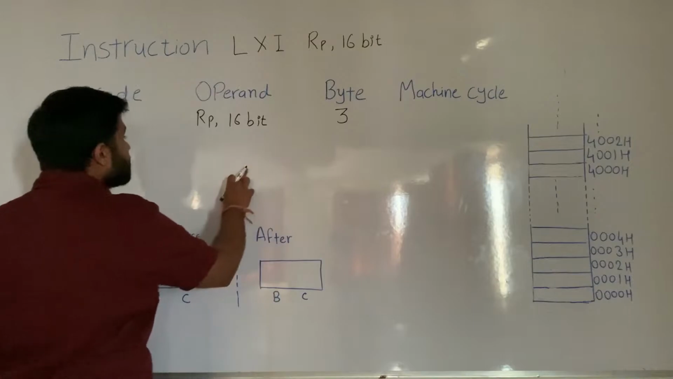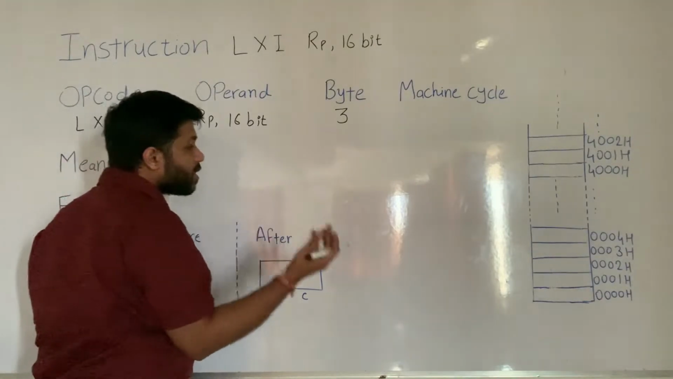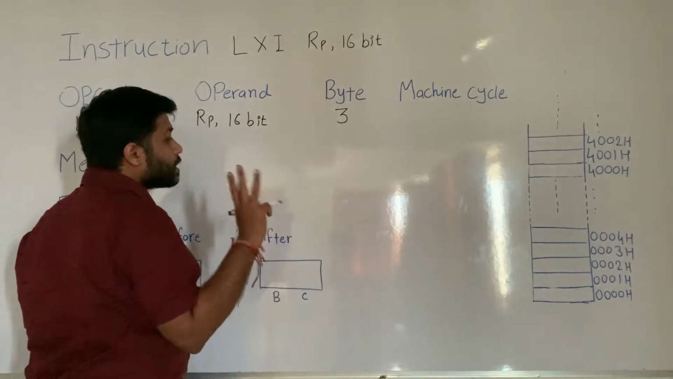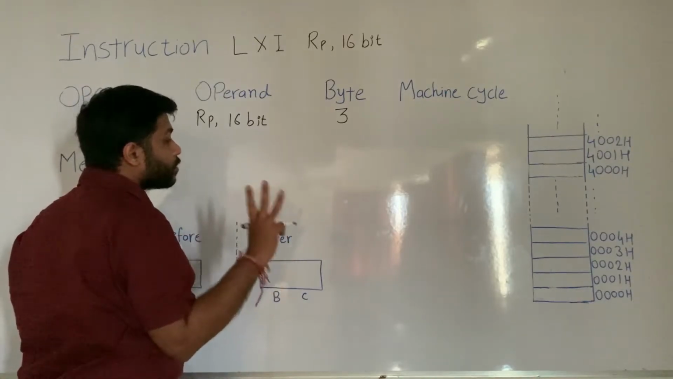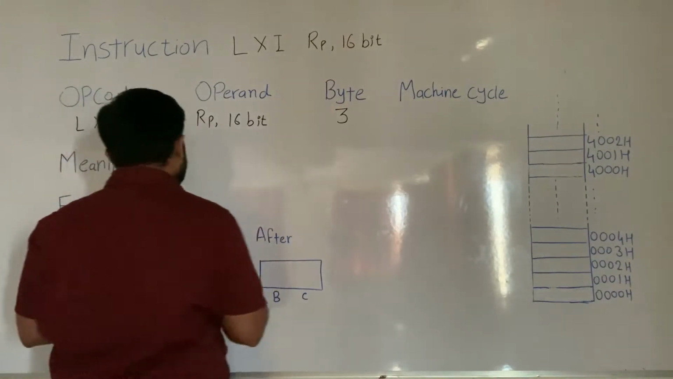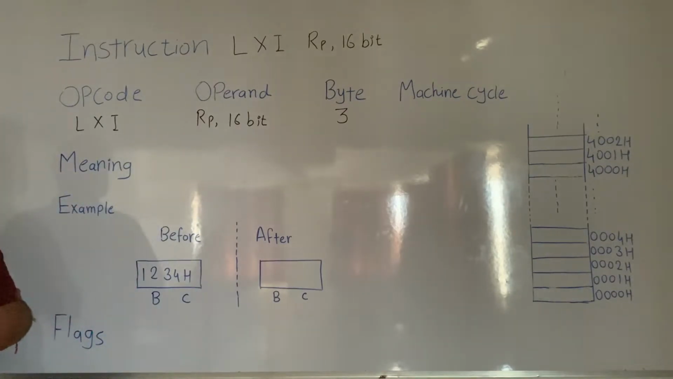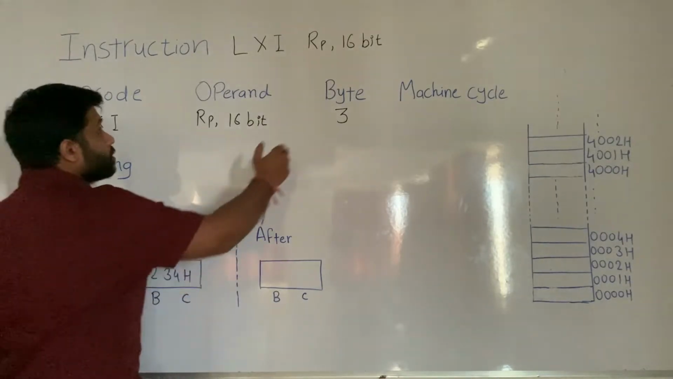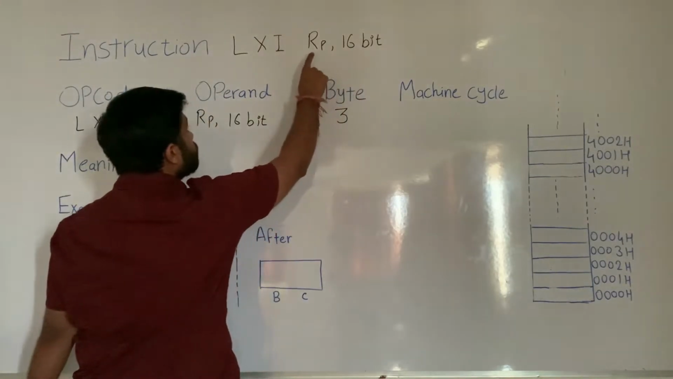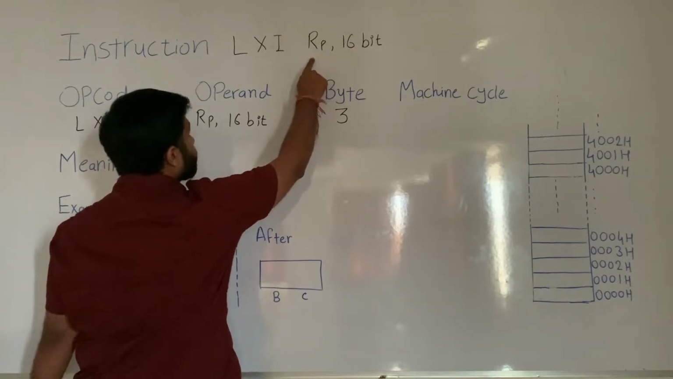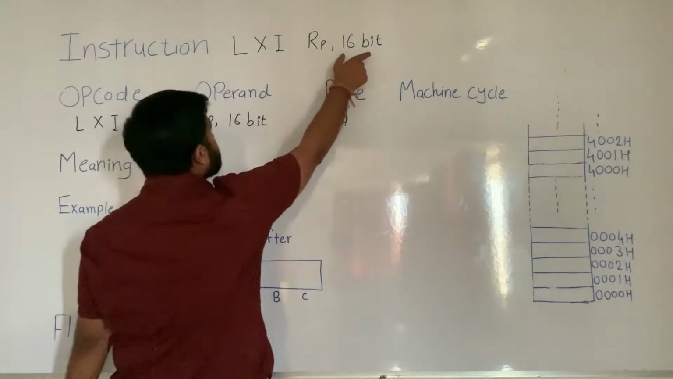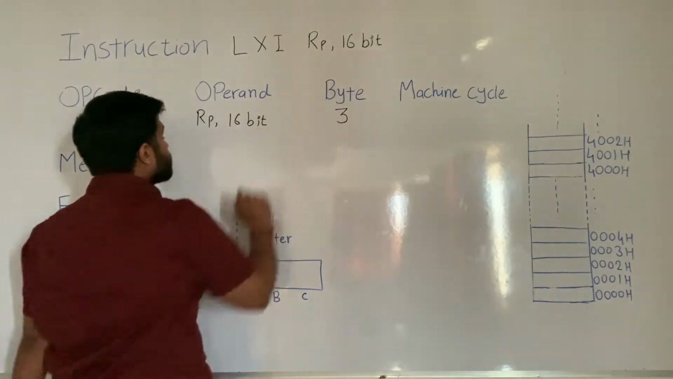A 3-byte instruction means when this instruction is stored in the memory, it will occupy 3 memory locations or 3 bytes. Machine cycle we are going to see, but before that, let's see the meaning. Now, LXI register pair, 16-bit. It means load a 16-bit value into the specified register pair.